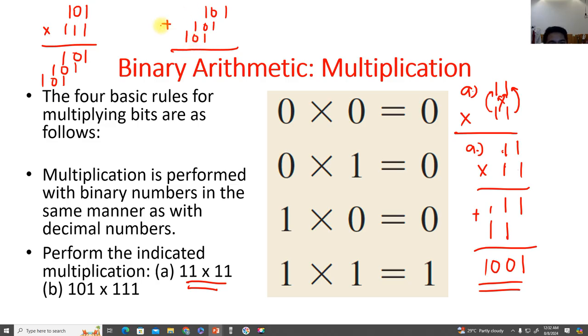So I'm going to add. This would be 1. This would be 1. This would be 0. 1 plus 1 is 0, carry 1. 1 plus 1 is 0, carry 1. 1 plus 1 is 0, carry 1. So my answer would be 1, 0, 0, 0, 1, 1. Okay. So we just multiplied the same way we multiply decimals, and then we add.